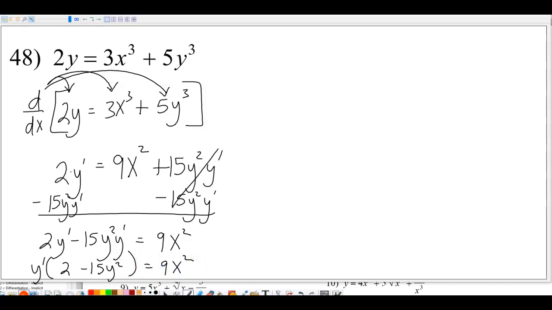So if I take the y prime out, then it will look like this. The next thing I'm going to do is divide this on both sides. Now, if I divide it on the left side, it goes away. And if I divide it to the right side, I would end up with y prime is equal to 9x squared over that entire thing.